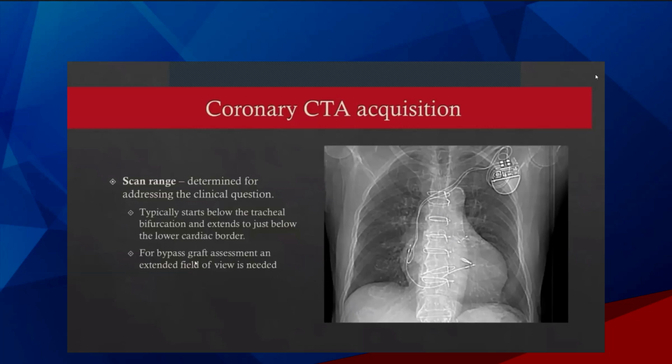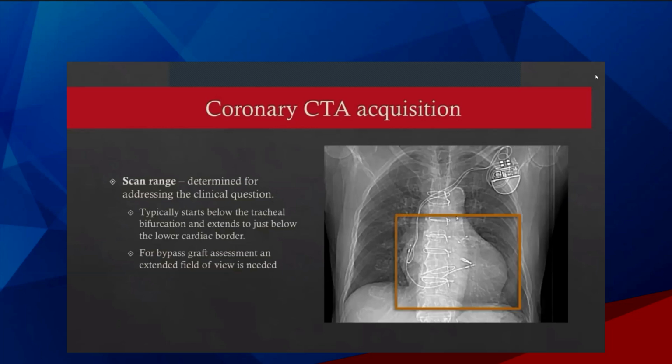If you're doing a bypass graft, you may have to scan a little bit higher to get the subclavian artery. Sometimes they will graft from the subclavian artery to the left internal mammary artery for use in bypasses. Sometimes they use saphenous vein grafts as well. But if you're scanning for a bypass graft, make sure you know the anatomy and scan the area that you need so you're not missing anything.